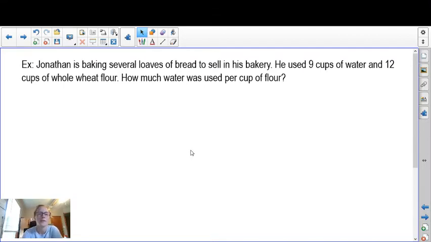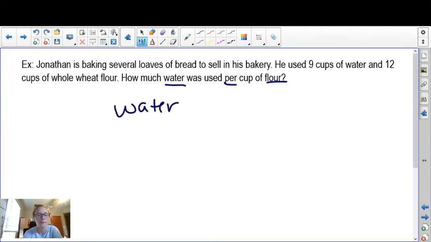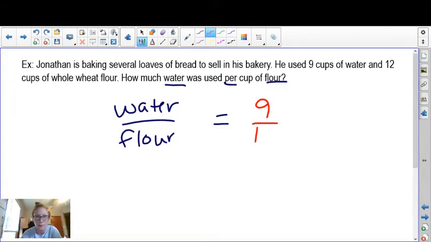Now, in this example, you notice it asks me water per flour. So because this doesn't involve time, I'm going to write the water over the flour. So let's replace that with numbers now. So 9 cups of water. Oops, wrong color. Let's go back to my red. So 9 cups of water over my 12 cups of flour.